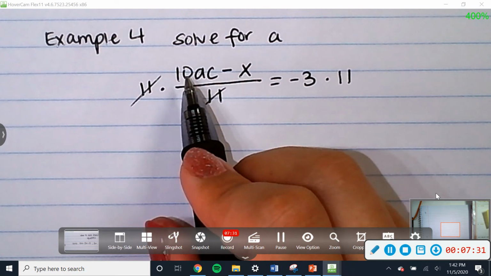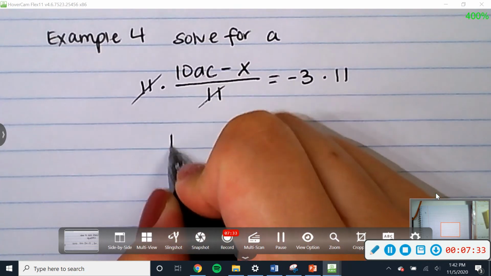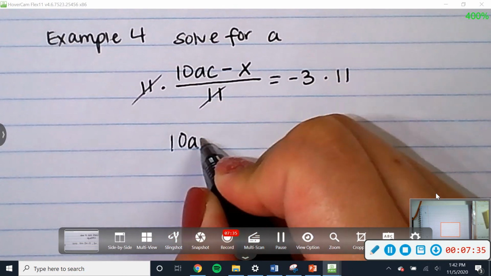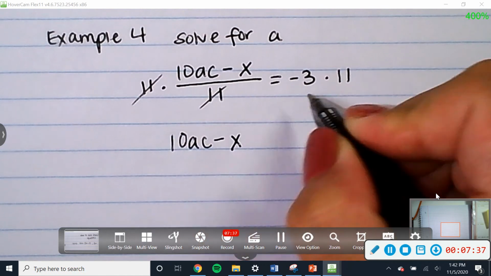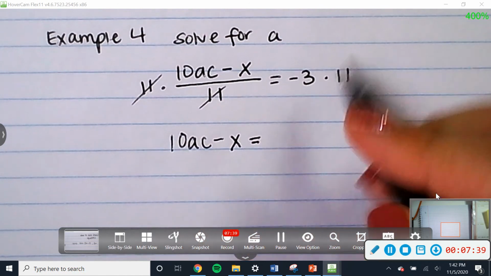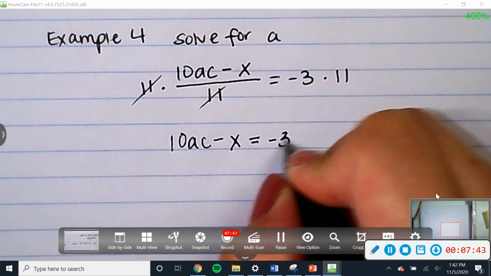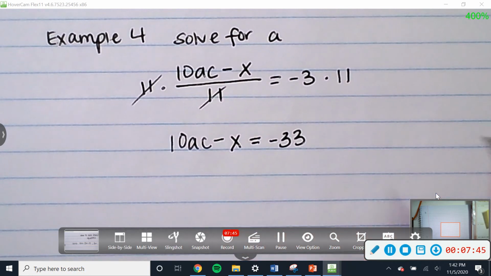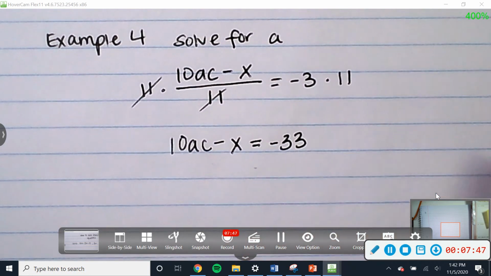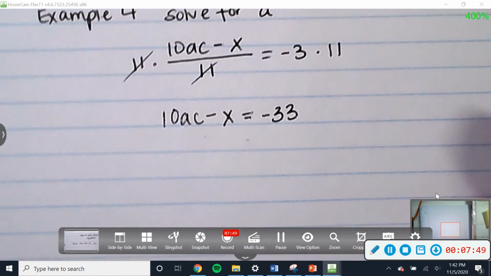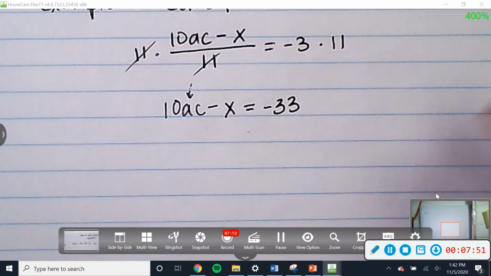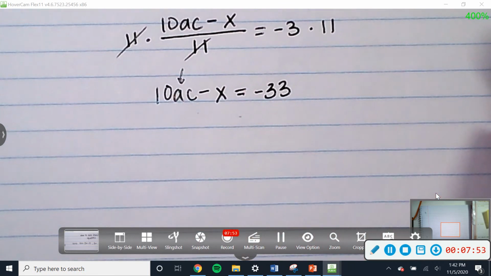So whatever was originally in the numerator, you want to make sure you keep all of that the same. So 10ac minus x was in our numerator. And over here, negative 3 times 11 is negative 33. So now this problem is a lot simpler. We know how to solve it when it's set up like this. Remember, we're solving for a. Always keep your eye on the correct variable here.